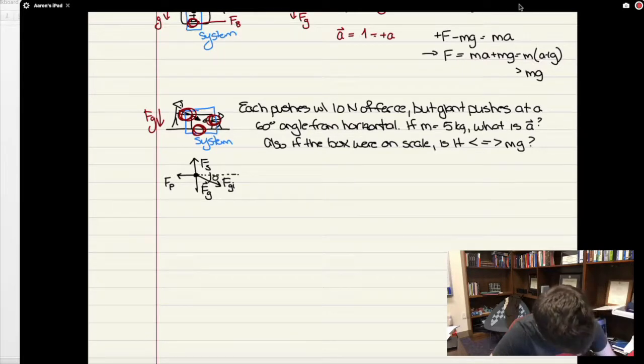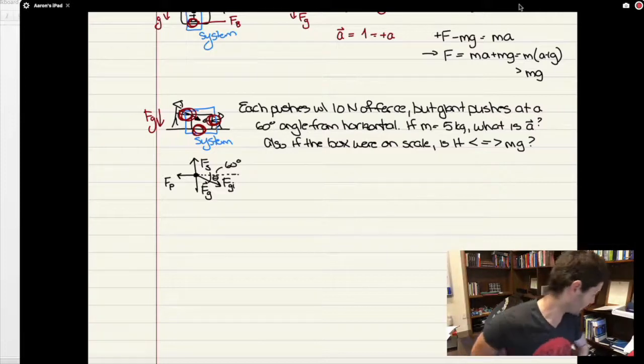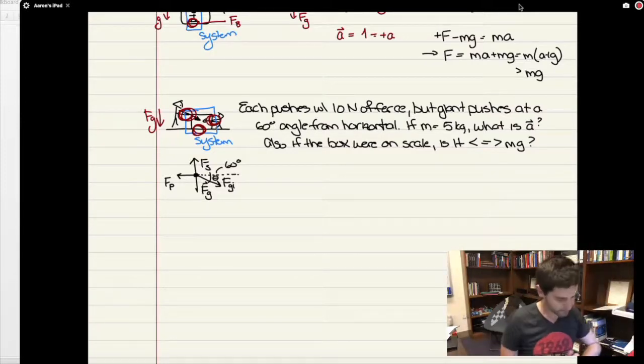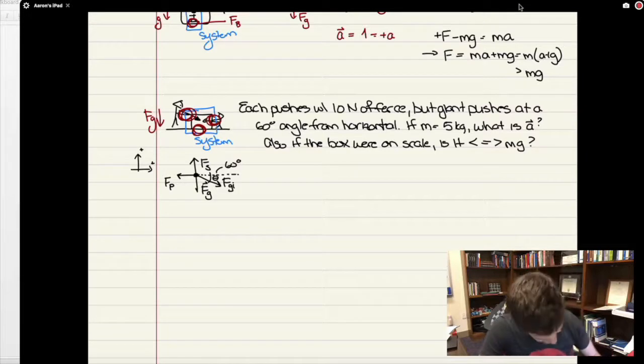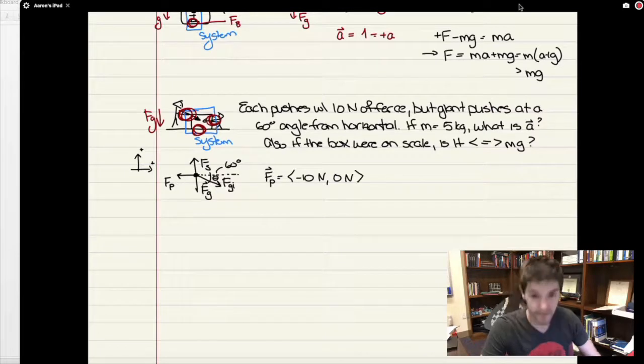And we are also told this angle here is 60 degrees. Though I did not draw it very well, if that is 60 degrees. All right, and let's make some choices. Let's have to the right be positive and up be positive. So in this case, the force from the person is purely horizontal. If I were to write this as a vector, I'd write this maybe as minus 10 newtons, comma 0 newtons. He's pointing to the left in the horizontal direction, and he's not pointing up or down.